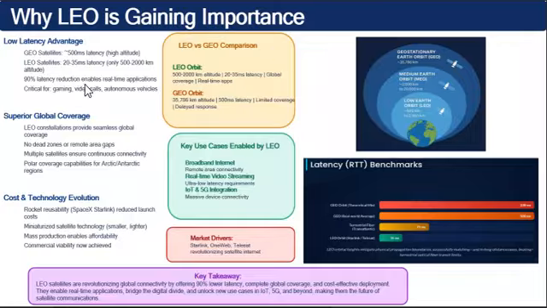So a LEO satellite sits at 500 to 2000 kilometers. It has 20 to 35 milliseconds of latency, which is fast, which is like a revolution. We can react very quickly, and very critical things can be addressed very fast. When it comes to latency, 90% latency reduction is enabled in real-time applications, and it is critical for gaming, video calls, autonomous vehicles, and superior global coverage.